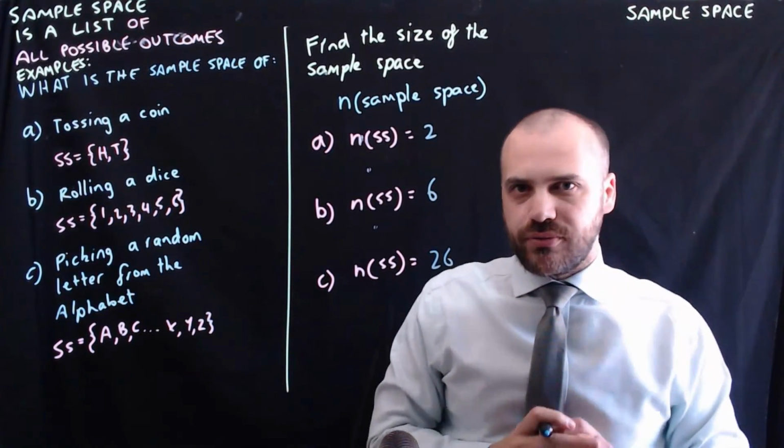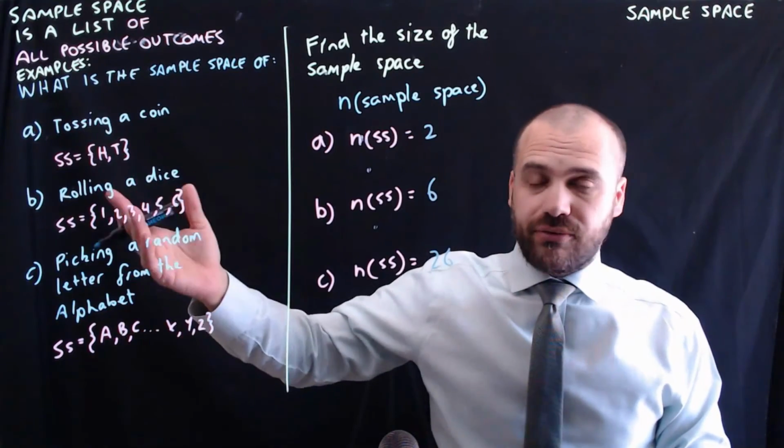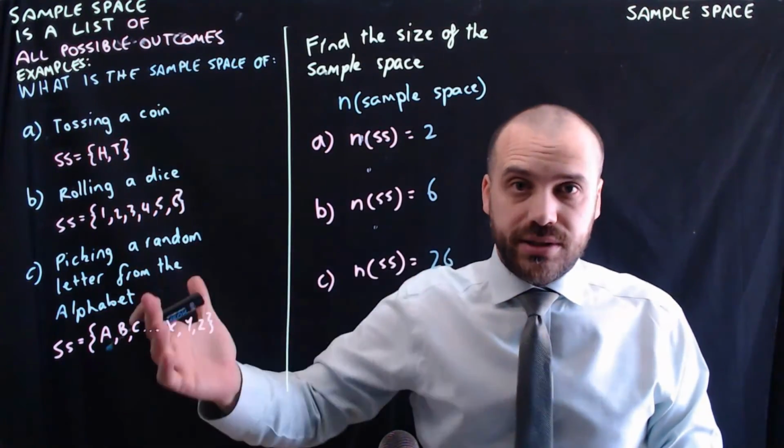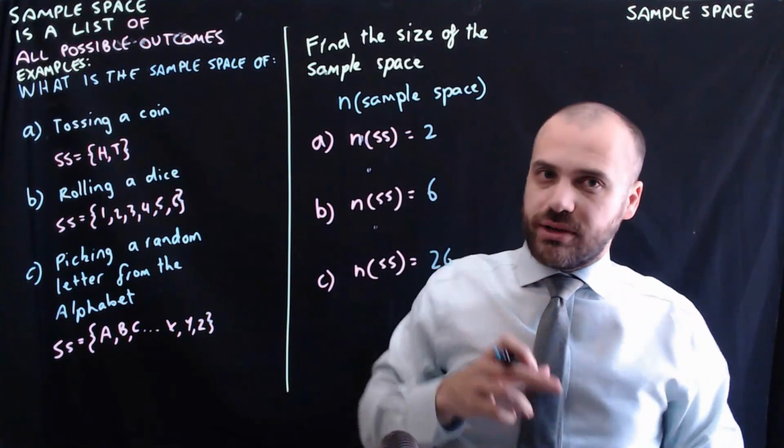It's very important for you to understand the sample space is a list. It's a list. If anyone ever asks you what the sample space is, you have to give them a list. But if someone asks you what the size of the sample space is, you've got to give them a number.